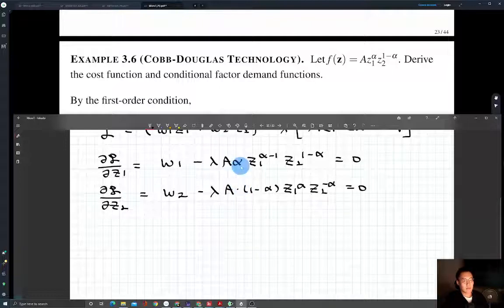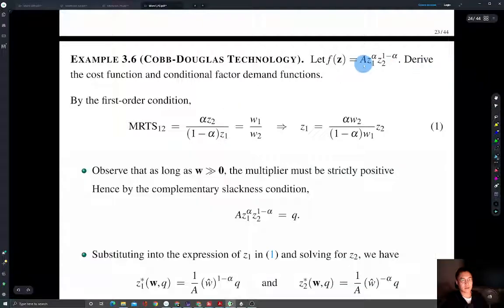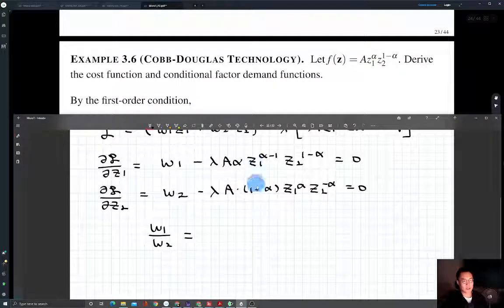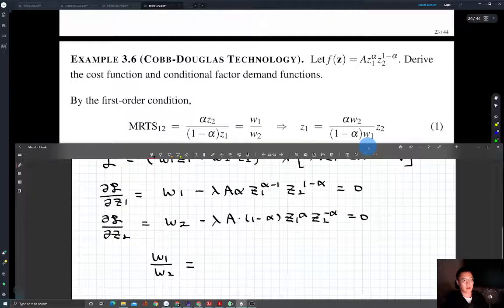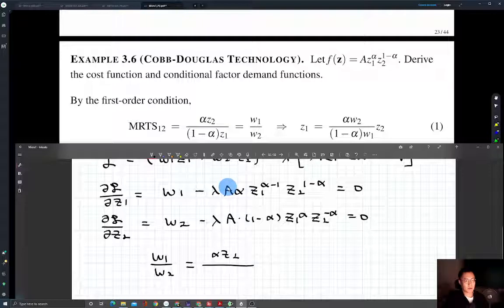Let me move these two terms to the right hand side and divide the first condition by the second. Then we obtain w1 over w2 equals, lambda will be cancelled, right, and then we have the MRTS. The MRTS for this Cobb-Douglas simplifies to this expression: alpha z2 over 1 minus alpha times z1. Because this is simple algebra, let me skip that.